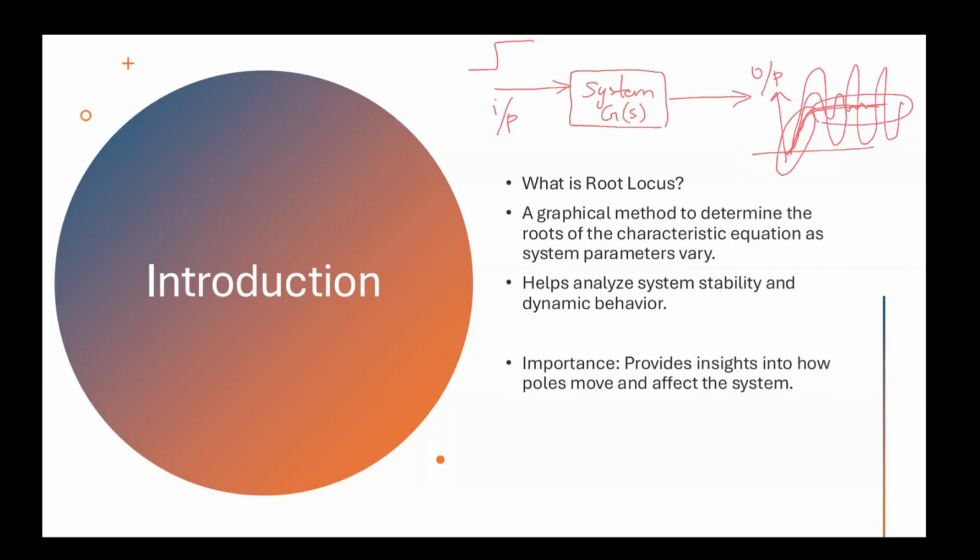So earlier we have seen the response of a first order and a second order system. The real strength of the root locus lies in its ability to provide solutions for systems of order higher than 2. So for a higher order system, how is the system stability analyzed? Root locus helps us to analyze the stability and the dynamic behavior of the higher order system. So it provides us an insight into how the poles move and affect the system. Graphically, we can visualize how the poles move and how the system stability is affected.